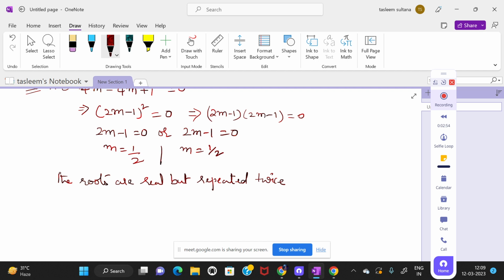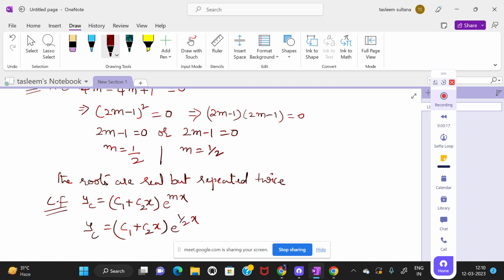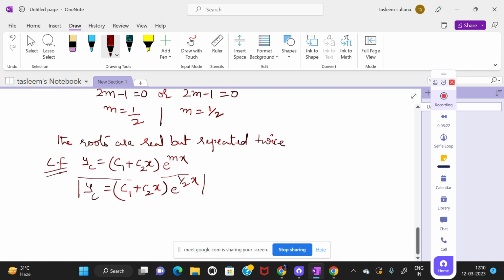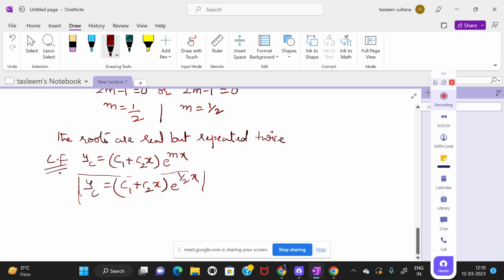So it's repeated twice. Your complementary function is equal to (c1 plus c2x) e to the power of mx, where y suffix c is equal to (c1 plus c2x) e to the power of half x. So half of the problem is over. Finding your complementary function is half of the problem. The next half will be for finding your PI.